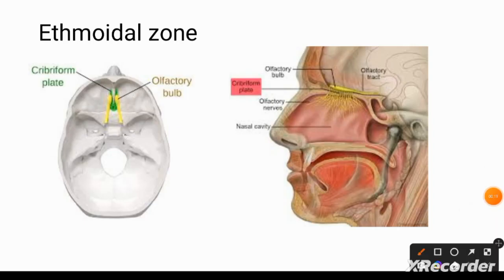So this ethmoidal zone has one circular plate called the cribriform plate that is located at the base of the skull, and it has two perforations for the exit of one cranial nerve so that it could connect with the spinal cord and pass the signal to different parts of the body. So this cribriform plate is present in the ethmoid region where the nerve will pass to the spinal cord to maintain the connectivity of information.